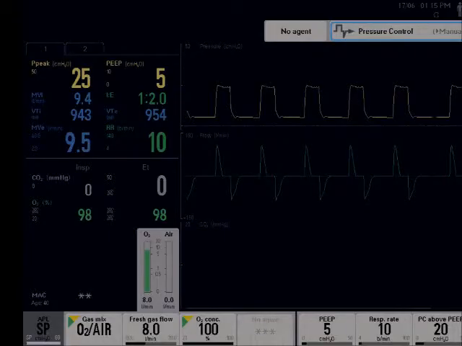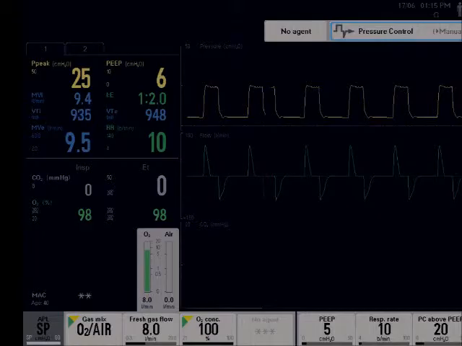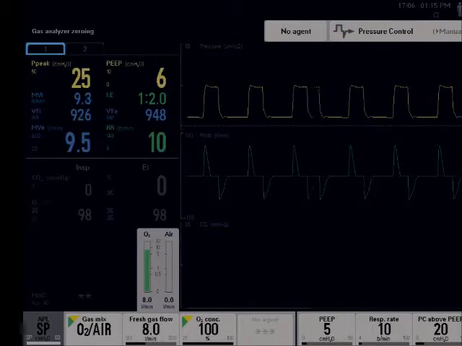Scenario 3, and I'm changing the compliance even more, making the patient more compliant. So I'm changing it to approximately 50. And this is just showing I have the same IE ratio of 1 to 2. And with this pressure control level, I'm getting much higher tidal volumes, as you see, 940 cc's. This is just showing my compliance, approximately 50.